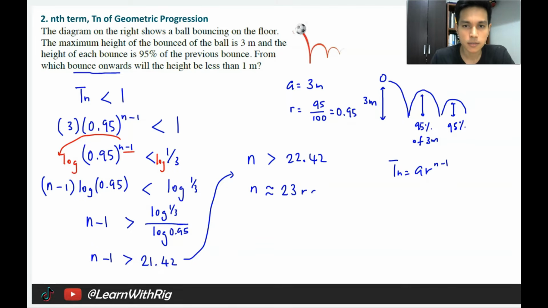On the 23rd bounce is when the height of the ball will be less than 1 meter. So this is your answer.